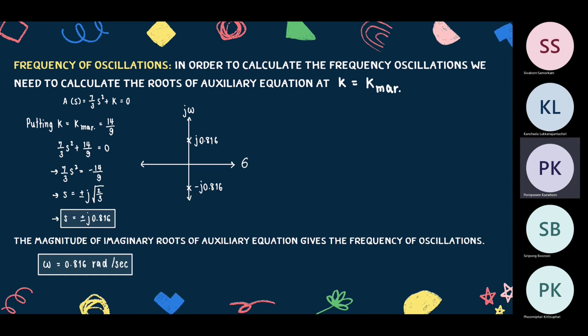If we calculate through the formula, we will get s equal to plus or minus j 0.816, and you can see the plot of the graph on the right hand side. The magnitude of the imaginary roots of the auxiliary equation gives the frequency of oscillations. The result is omega equal to 0.816 radians per second.